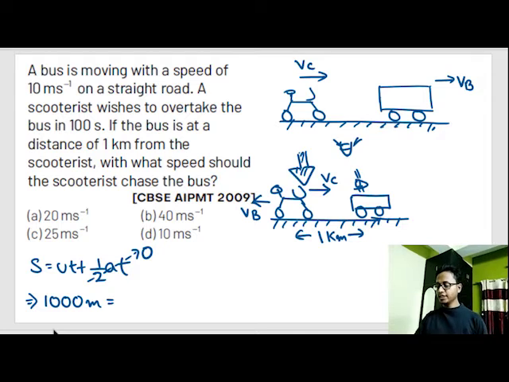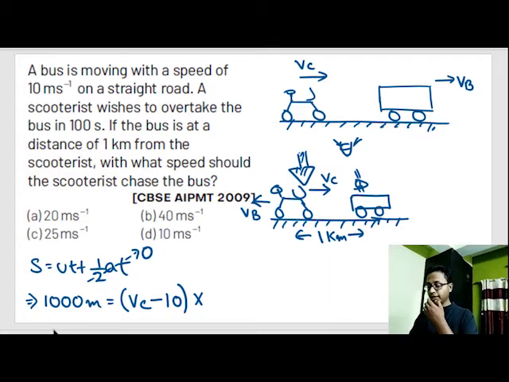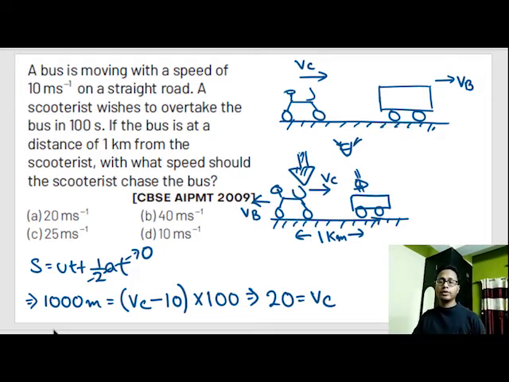The initial velocity is nothing but Vc minus Vb, where Vc is the velocity of the cycle, which we have to find, and the velocity of the bus is 10 meter per second, into time. He has to overtake the bus in 100 seconds. If you solve this, Vc is equal to 20. So our correct option is option number A.